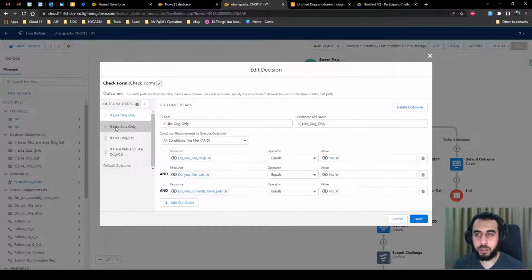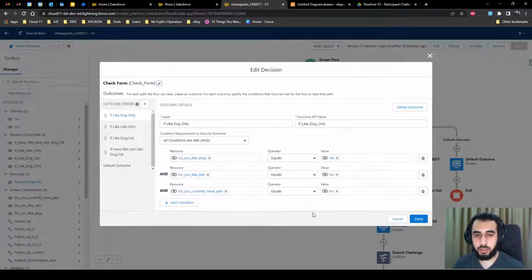So we have 5 scenarios or 5 paths. The first one is if they like dogs only. Now, we have 3 questions. Do you like dogs? Do you like cats? Do you have pets? Whenever I have 3 questions and we have different paths, I would put a criteria for each one of them. Perhaps you can get away without doing a criteria for each one of them, but to be on the safe side, I would personally do a criteria for each one of them.